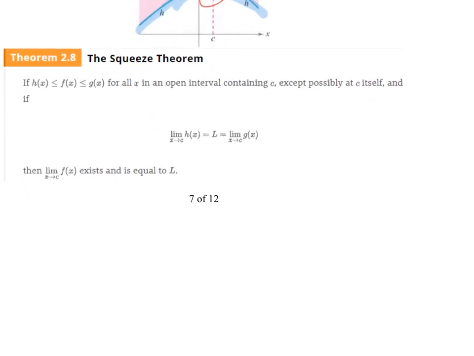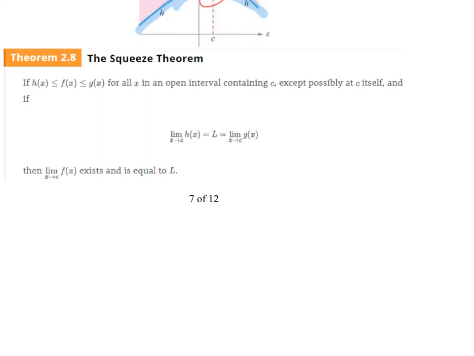And that's what you see right here. It says if h of x is less than or equal to f of x is less than or equal to g of x. So h of x is the smaller function, g of x is the bigger function. For all x in an open interval containing c, except possibly at c. So remember, it doesn't matter what happens at c, only near c. And if the limit as x approaches c of h of x equals L equals the limit as x approaches c of g of x.